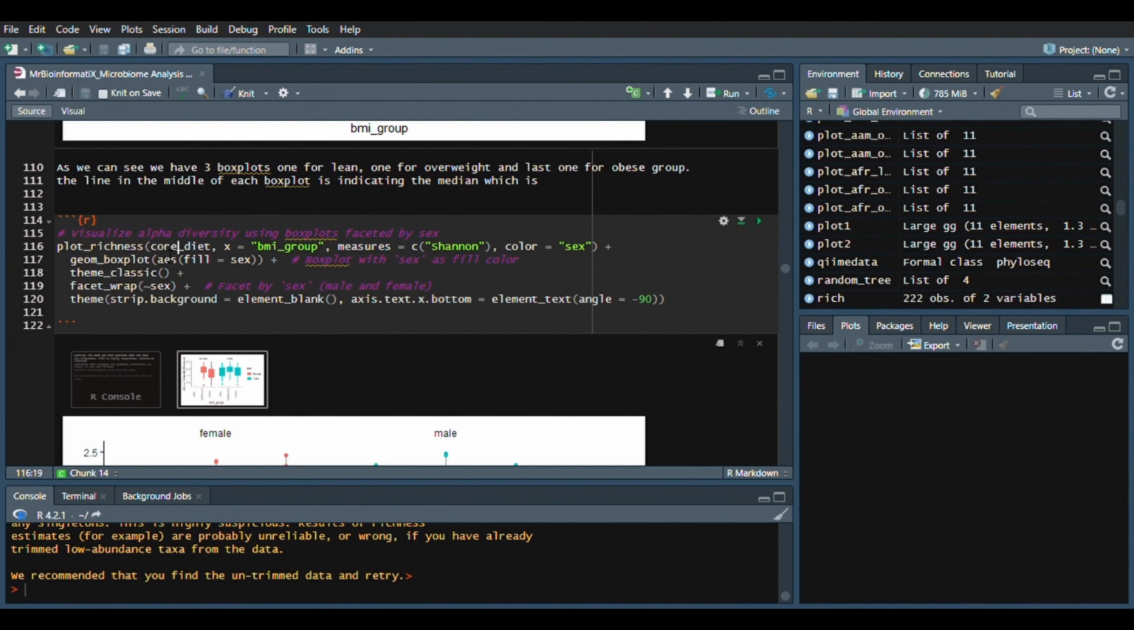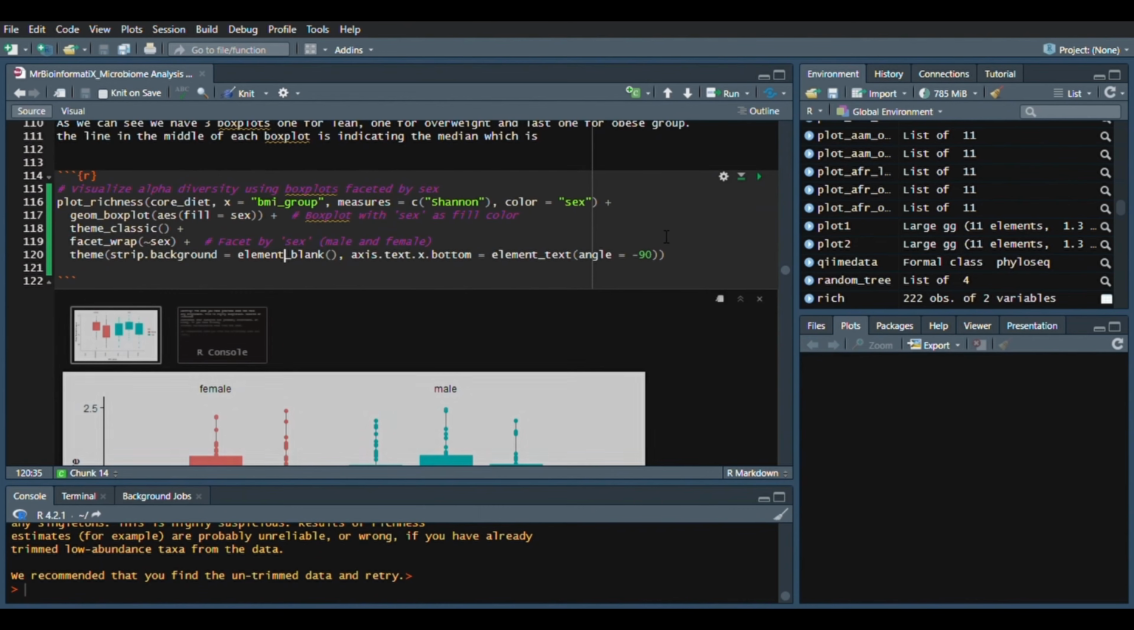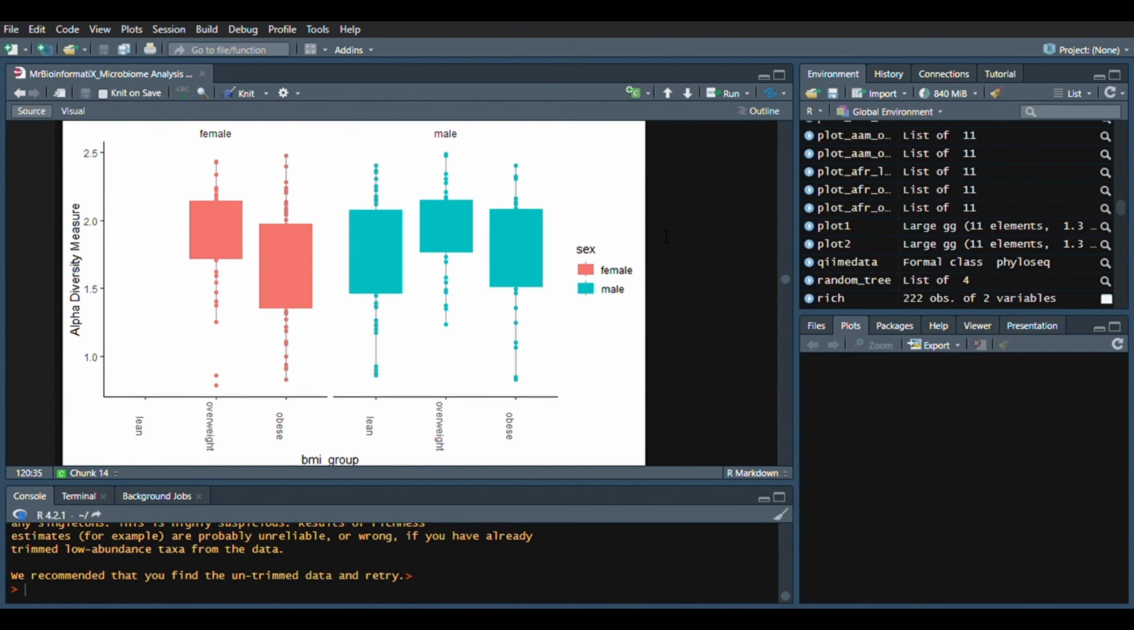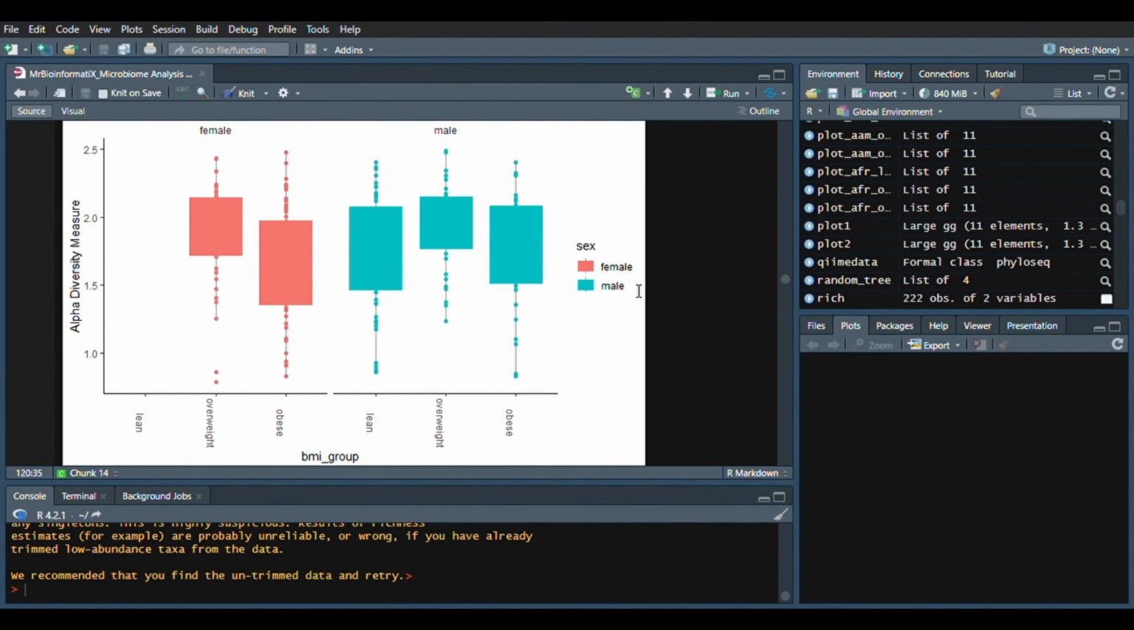So, plot richness, core diet, x = BMI group. We measure only the Shannon, and we make color equal x. And then geom_boxplot, fill with sex, theme classic, and then theme. Let's run our code. As you can see, we have female and male. Female are red, males are blue for lean, overweight, and obese. There is no lean for female.